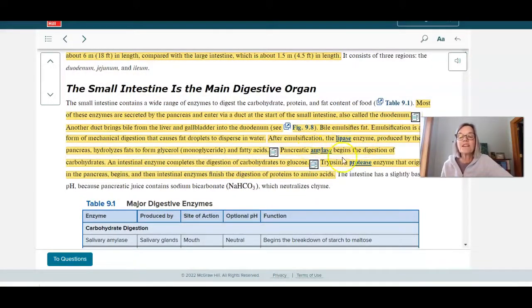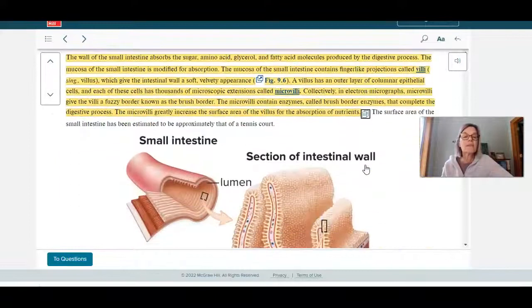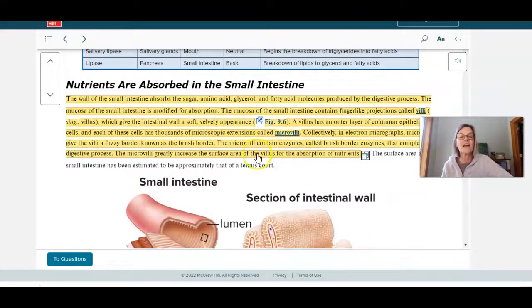There's a list of some enzymes here. Lipase is an enzyme that is important in the digestion of lipids. Amylase, we already mentioned, is important in the digestion of starch. And there are different kinds of protease enzymes that are involved in the digestion of proteins. Here we talk about nutrients and absorption in the small intestine.